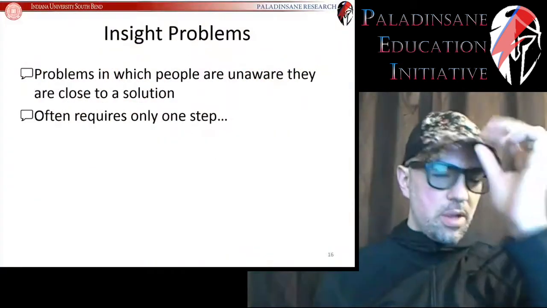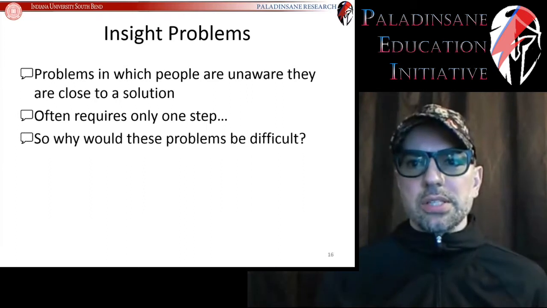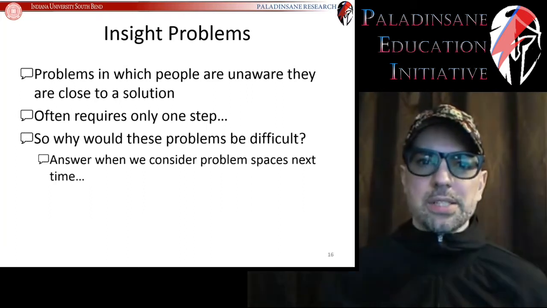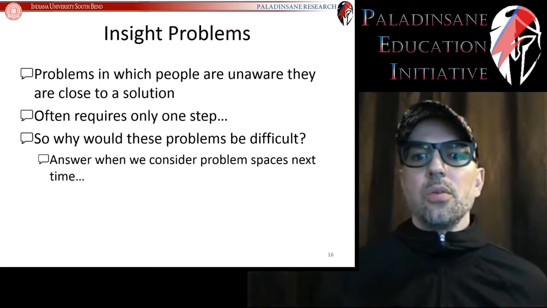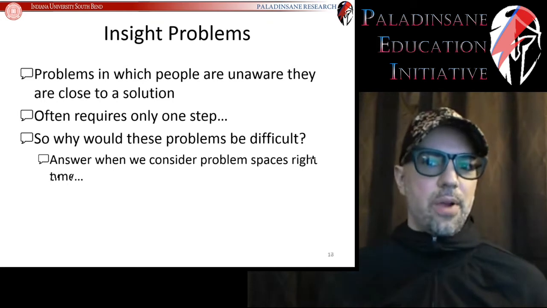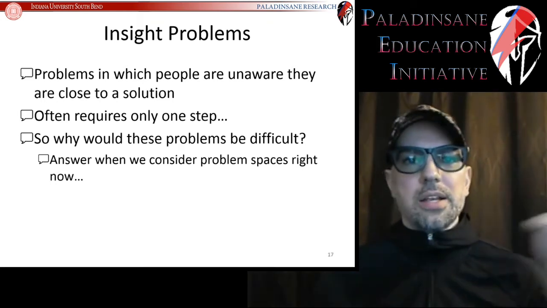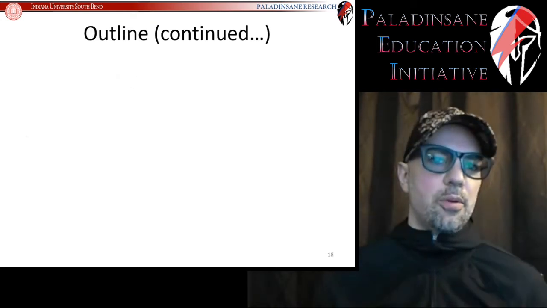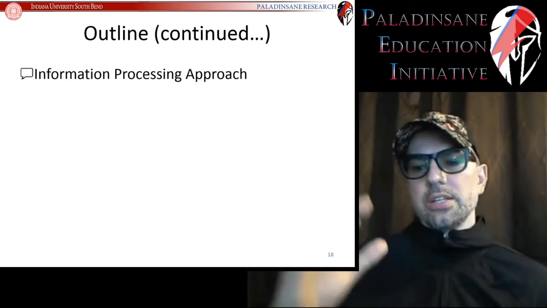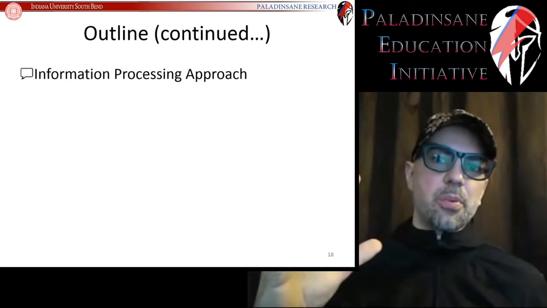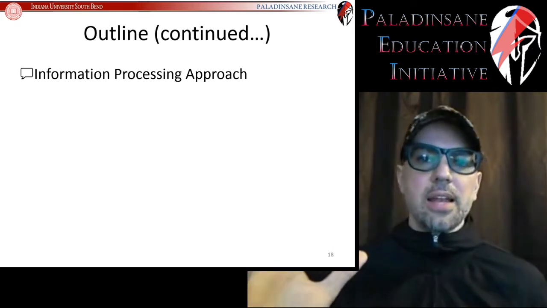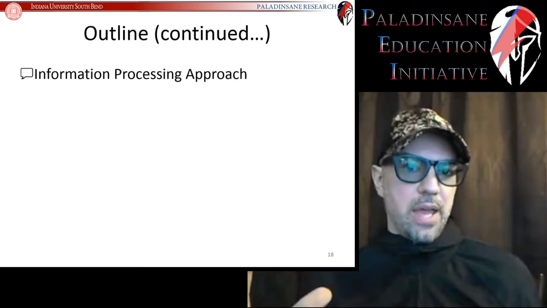So these solutions only require one step for these special insight problems. So why would these problems be difficult? Well, we're going to see that when we consider problem spaces, and we're going to consider that right now. So this is where we're going to get into the information processing approach, where we're going to take a look at how we represent a problem. How can we conceptualize that in terms of a problem space?